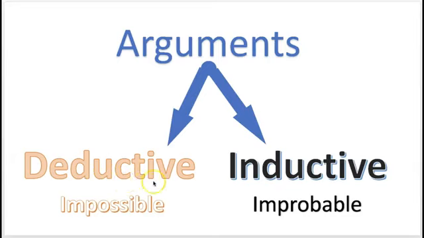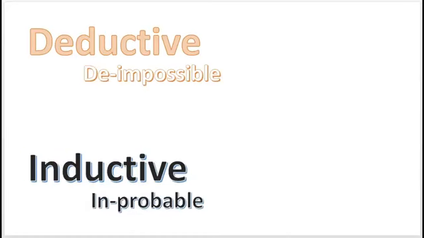So with deductive, the point that the person is trying to prove necessarily follows. With an inductive argument, the point that the person is trying to prove, which would be the conclusion, probably follows. Now, a memory thing that I use, which you may want to use, is deductive for de-impossible. It's impossible reasoning. Or inductive, improbable.